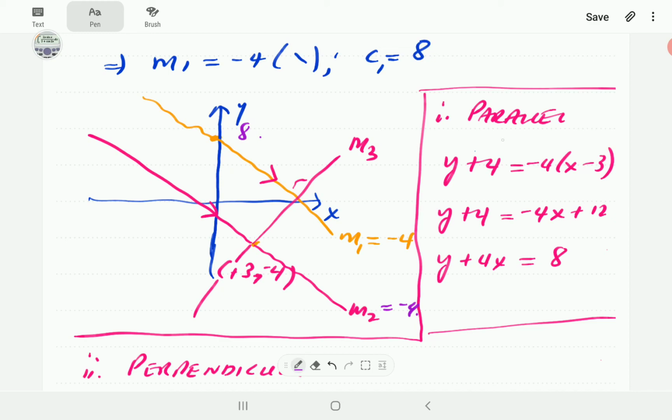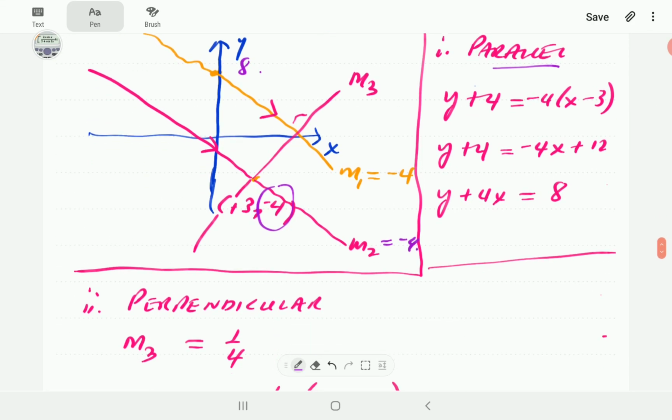And so for the parallel line, we're going to have y minus y1. So it's going to be y minus negative 4, which is the same as y plus 4. Then negative 4, this one is the gradient, then we're going to have x minus 3. Removing the brackets, this side is going to be minus 4x plus 12. Then we can bring the 4x this side, take the 4 to the other side, we've got y plus 4x is equal to 8. So that is our equation.